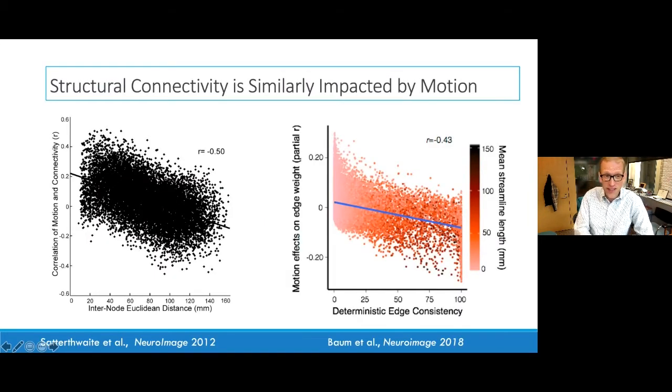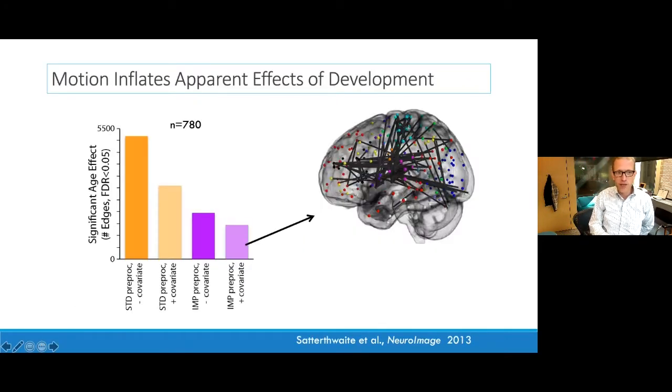We've gone on to show that this isn't just about functional connectivity, but you actually see incredibly similar effects in diffusion tractography that measures structural connectivity. They're very similarly impacted by motion. And this matters because if you don't account for this sort of artifact as you study brain development, you're not going to be studying brain development. You'll just be studying motion artifact.